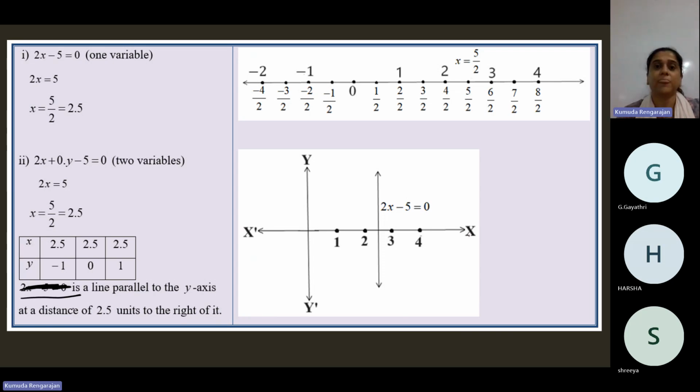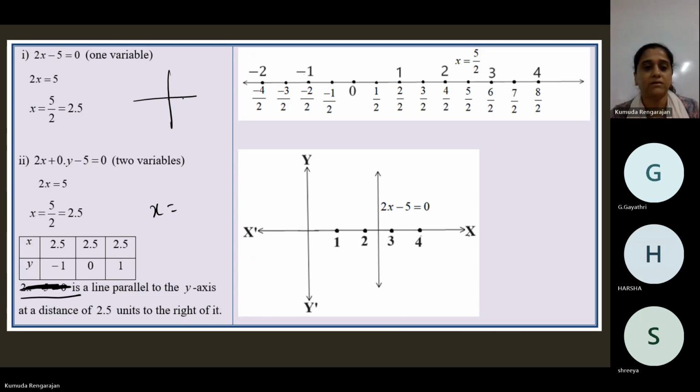There's a dash there. A dash is a line parallel to the y-axis. So parallel to the y-axis, I'll write x is equal to, at a distance of 2.5 units to the right of it. Right of the y-axis is positive, left of the y-axis is negative. Similarly, for the x-axis, above the x-axis is positive, below the x-axis is negative.